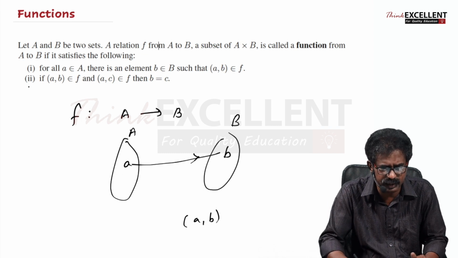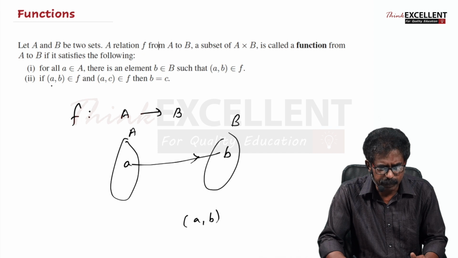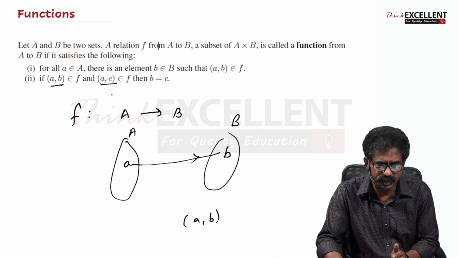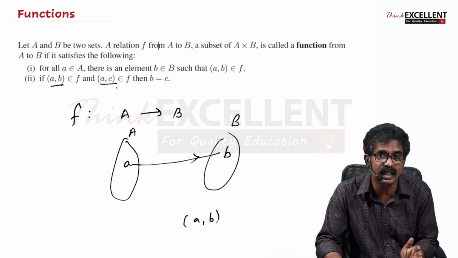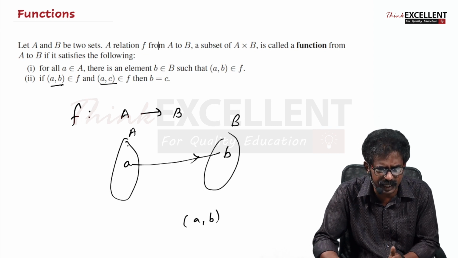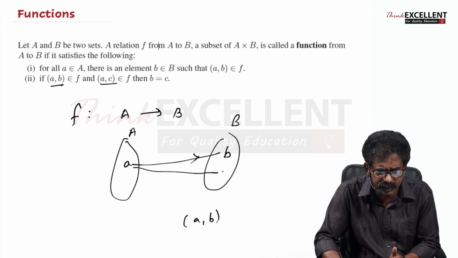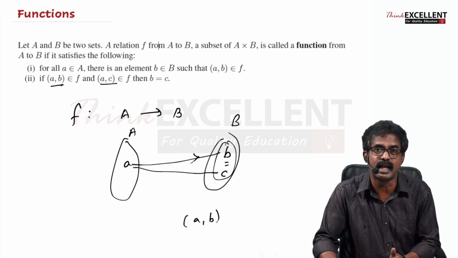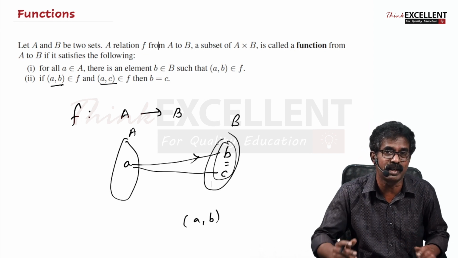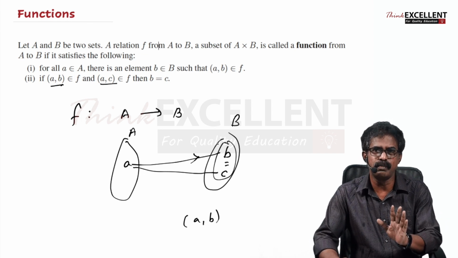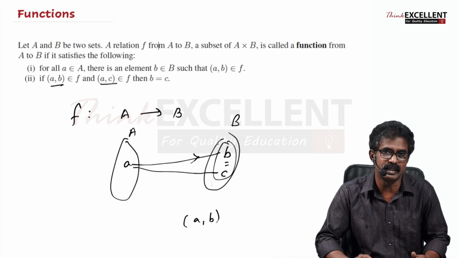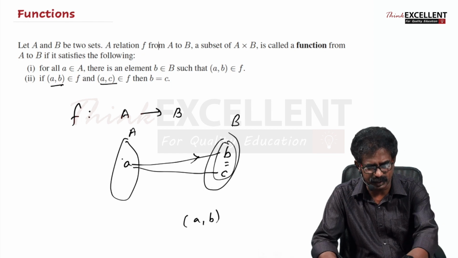Okay, and the second condition, you see: if (a, b) and (a, c) belong to F, that is, a is related to b under the function F, and a is related to c under the function F, then b must be equal to c. Both must be the same. That means one element cannot have two different images. So very simply, if every element of the domain has only one image, then we say it is a function.